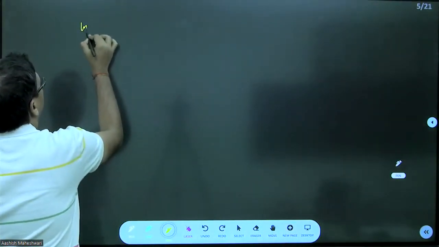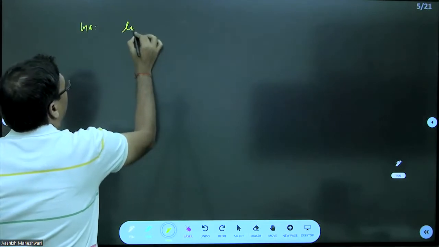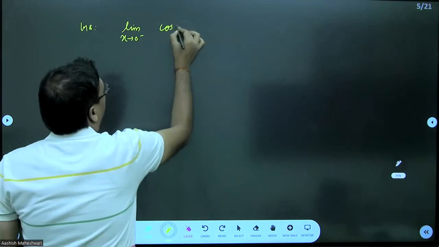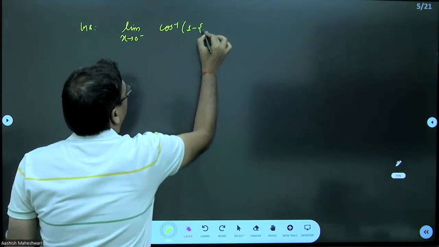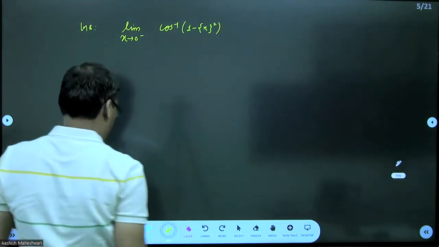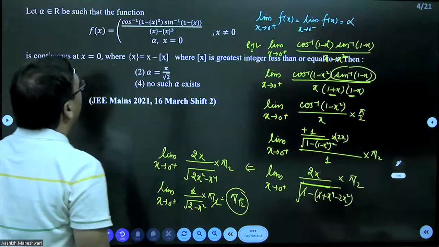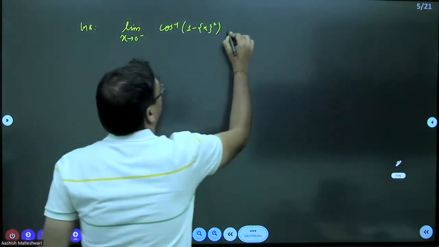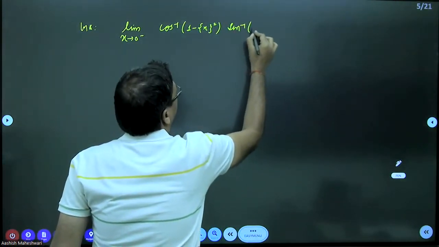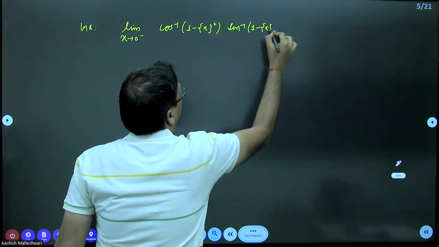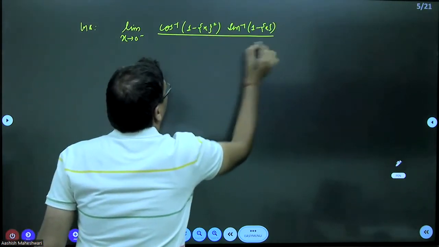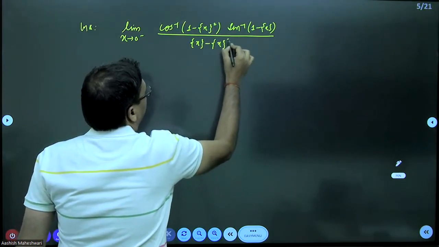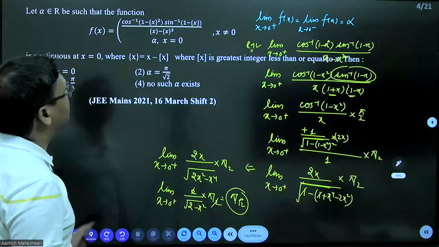What is LHL? We have limit x approaches 0 minus cos inverse 1 minus fractional x square, into sin inverse 1 minus fractional x, upon fractional x minus fractional x cube. So this is the function we have.